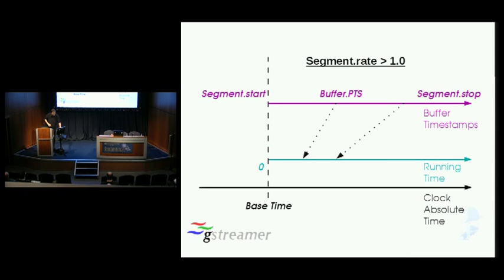Which essentially ends up in something like this. Let's say we're playing at 2 times the rate here. The running time, the moment at which I want to do rendering or synchronization, will take the difference between the buffer timestamp and the segment start, and then divide it by the rate. So divided by 2 in this case, if I want it to play faster, and so it'll be synchronized faster. If it was slower, let's just say the rate was between 0 and 1, then that division would end up increasing the running time. So we'd end up synchronizing them later.